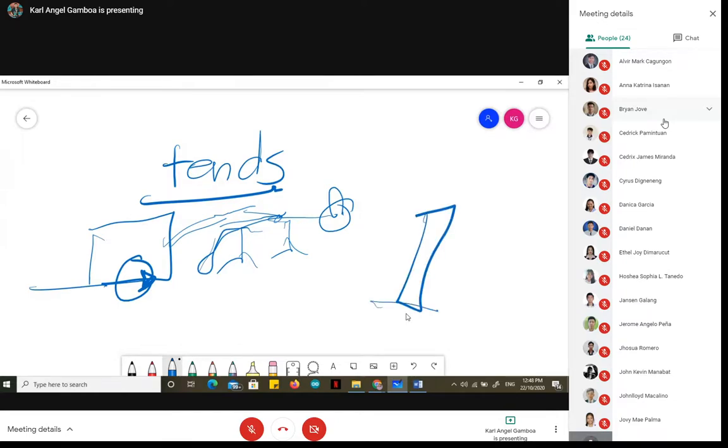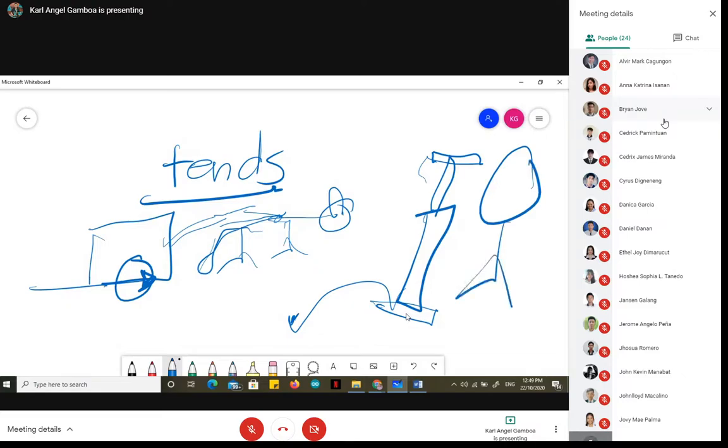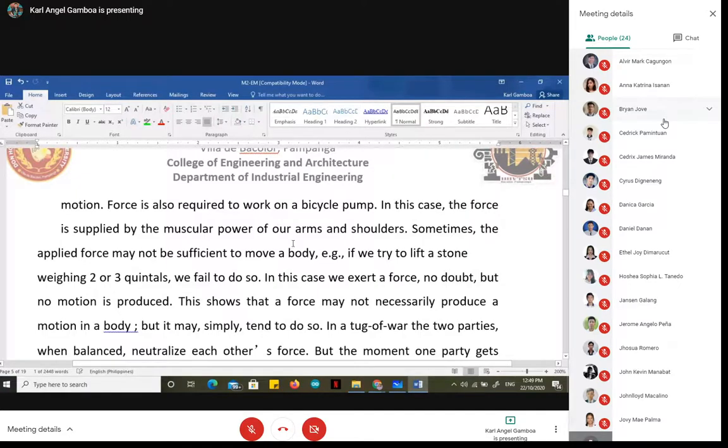Okay, so ito. Paano ba yun? So, meron kang ano dito, parang pinapump. Ayan, so ito yung bicycle pump. So, what we do now here, ito ikaw, so you tend to apply a force. So, bibigyan natin ng buhok para mas familiar doon sa kilala. Okay, so we tend to apply force here, by the muscular power of our arms and shoulder. Okay? Sometimes, the applied force may not be sufficient to move a body.